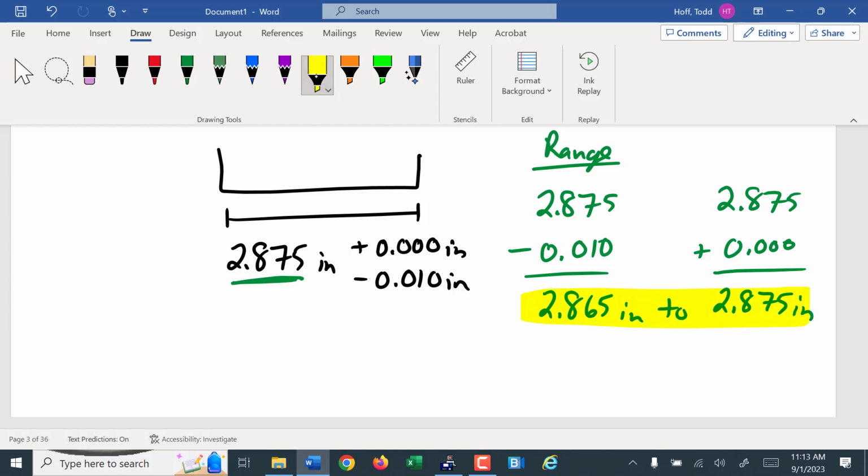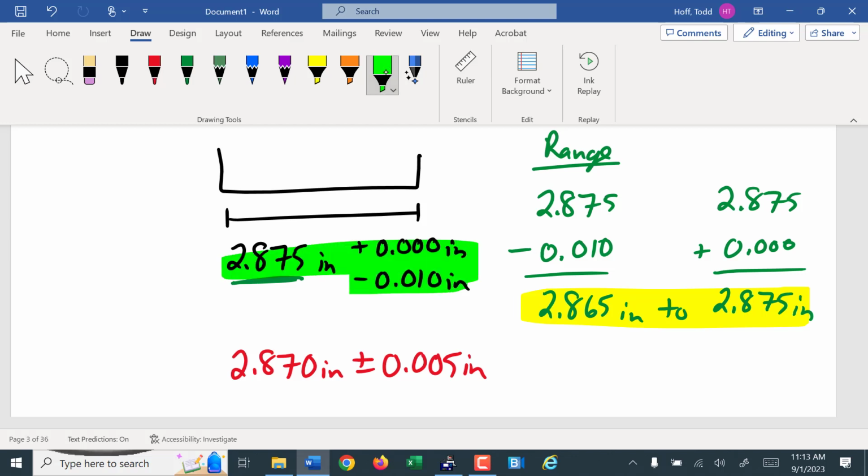Well, that is the same range we would have if I listed this as 2.870 inches plus or minus 5 thousandths of an inch. We'd get the exact same range. So why would we list it like this rather than this?